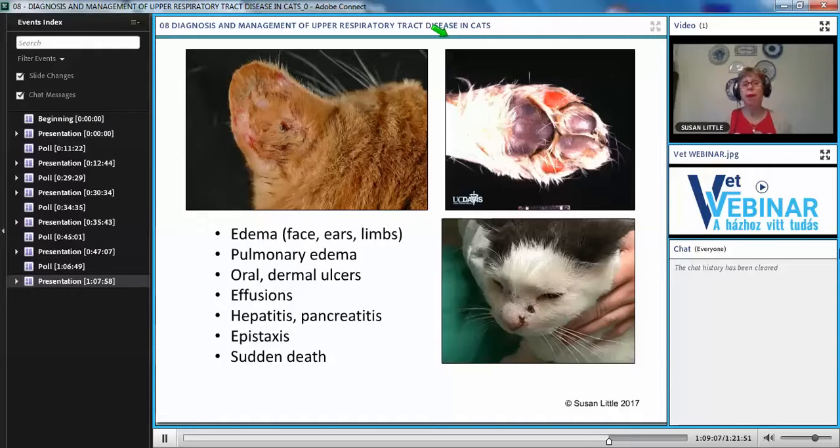The mortality rate is very high. About two-thirds or more of cats die from this. And it tends to spread very quickly to in-contact cats. But the good news is it tends to burn out quite quickly.